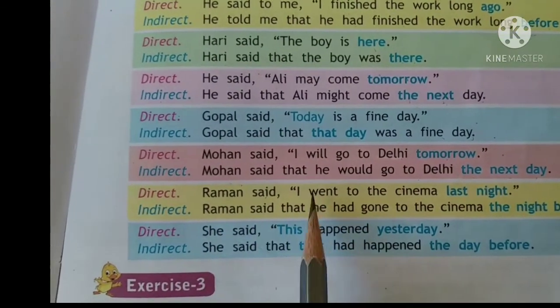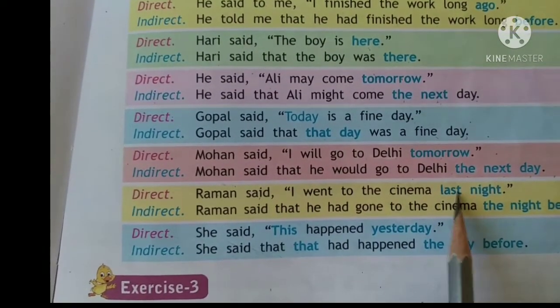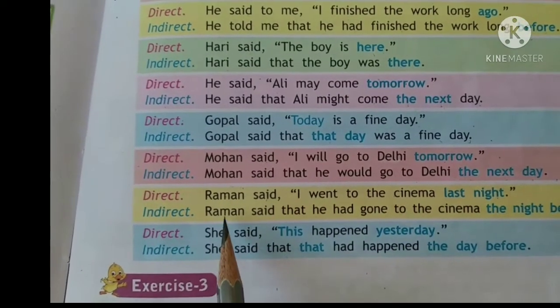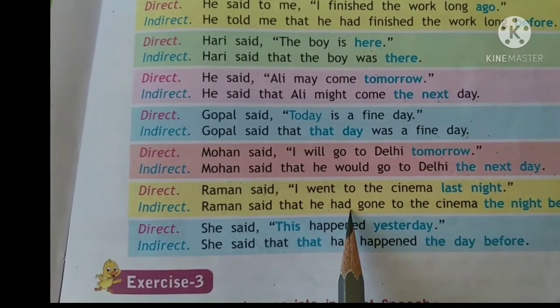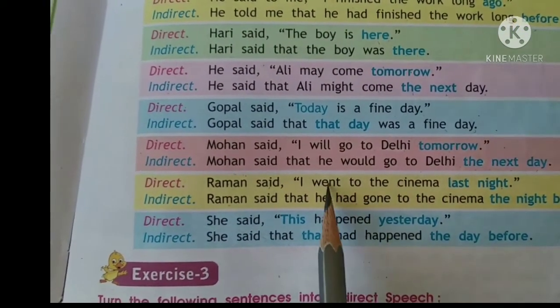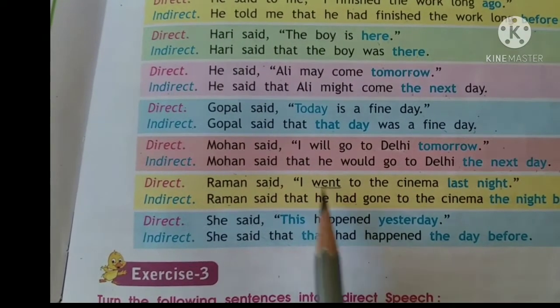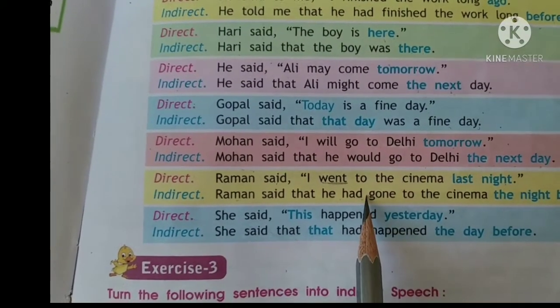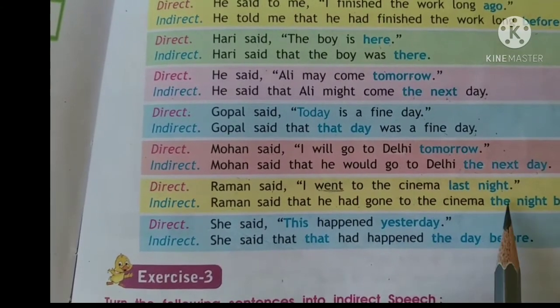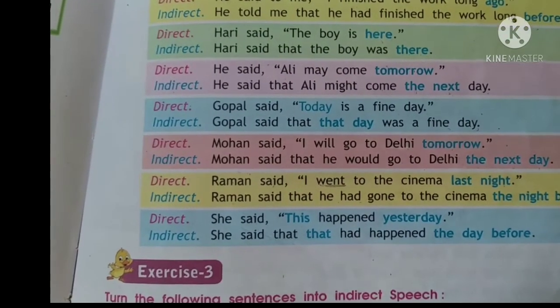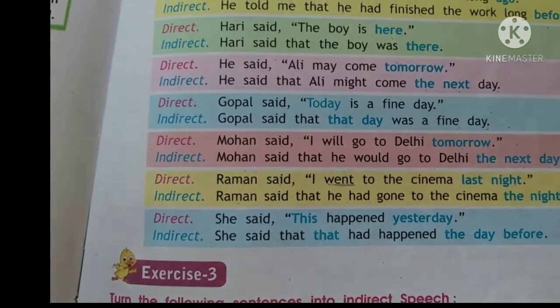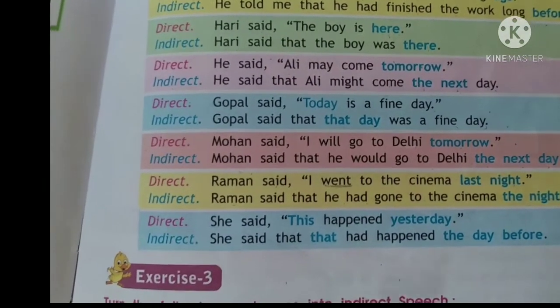Raman said, I went to the cinema last night. So Raman said that he had gone. Why had gone? Because this is in the past tense. So this will become past perfect. To the cinema the night before. Last night means the night is over. So it will become the night before.